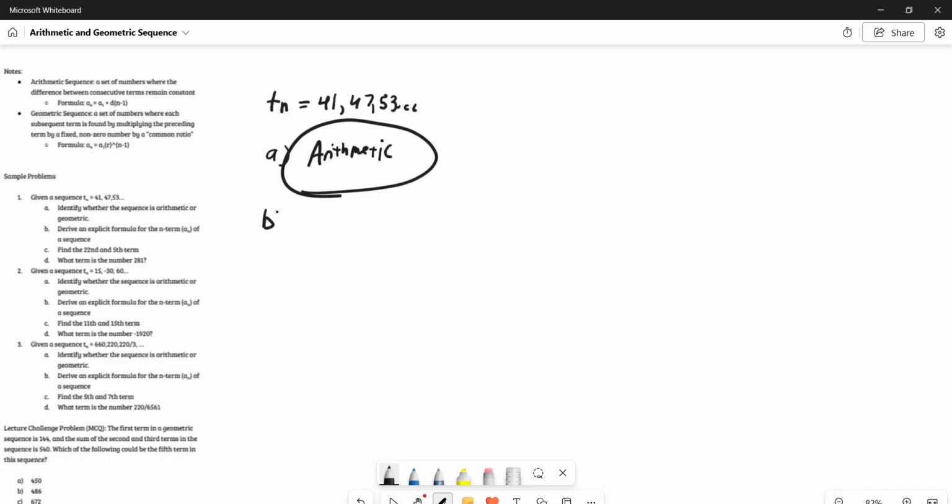Okay, part B, derive an explicit formula for the nth term a sub n of the sequence. I think I meant to say t sub n, but that's fine. So what we can do is identify the first term. So this is the first term. So now we have a sub n is 41 plus d times n minus 1. And we identified earlier that the difference is 6. So that is it.